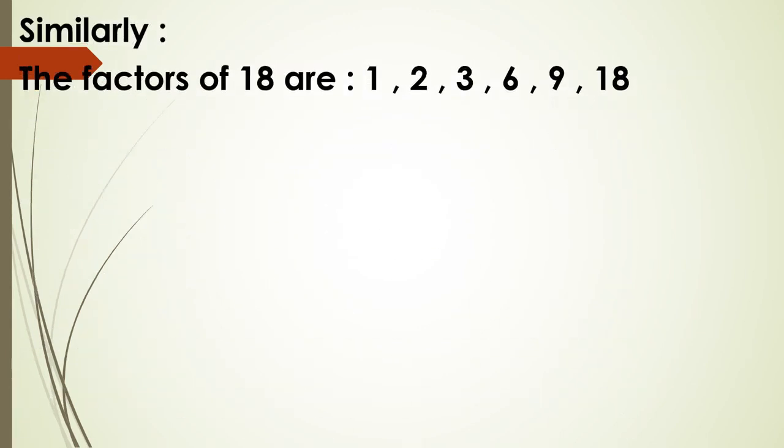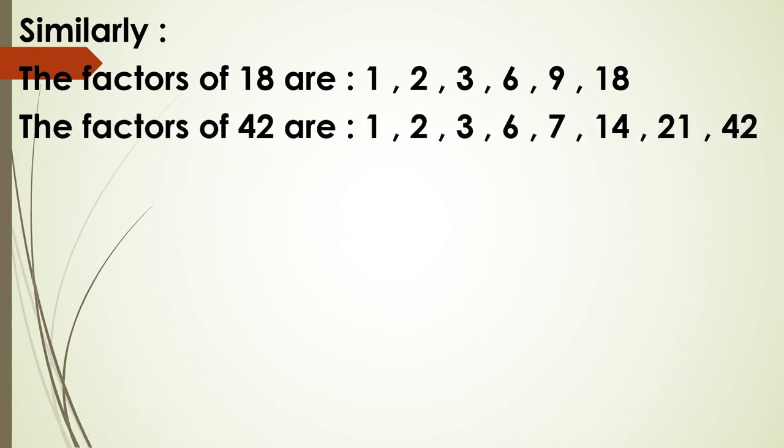Now see, similarly the factors of 18 are 1, 2, 3, 6, 9 and 18. I have written the direct answer here, but you have to definitely find it out. Factors of 42 are 1, 2, 3, 6, 7, 14, 21, 42.